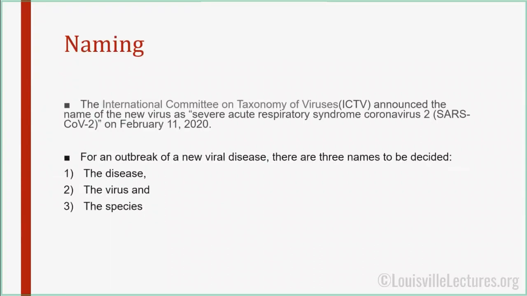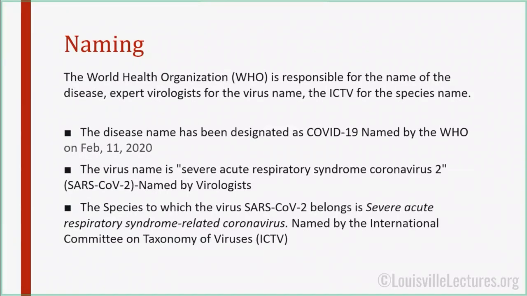Now, with naming the virus, just so you know, for the outbreak of a new viral disease, three names have to be decided: the name of the disease, the virus, and the species. In this particular case, the WHO is responsible for the name of the disease. The expert virologists are responsible for the virus name, and the committee is responsible for the species name. That is the International Committee on Taxonomy of Viruses.